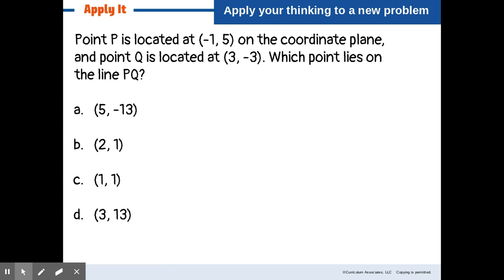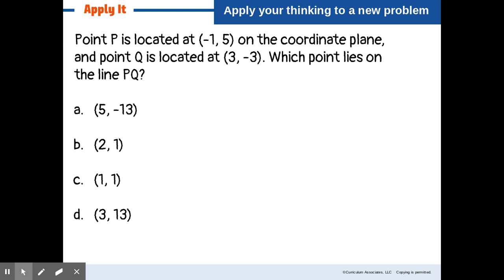Then we have a final question to wrap up today's lesson. We're extending our graphing to just looking at points on coordinate pairs. So point P is located at -1, 5 on the coordinate plane, and point Q is located at 3, -3. Which point lies on the line PQ?